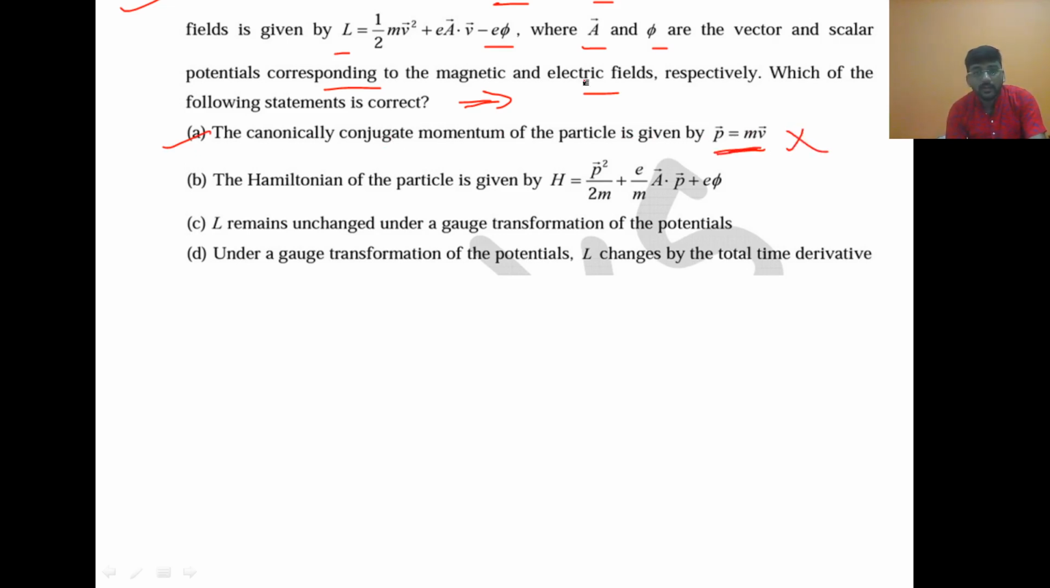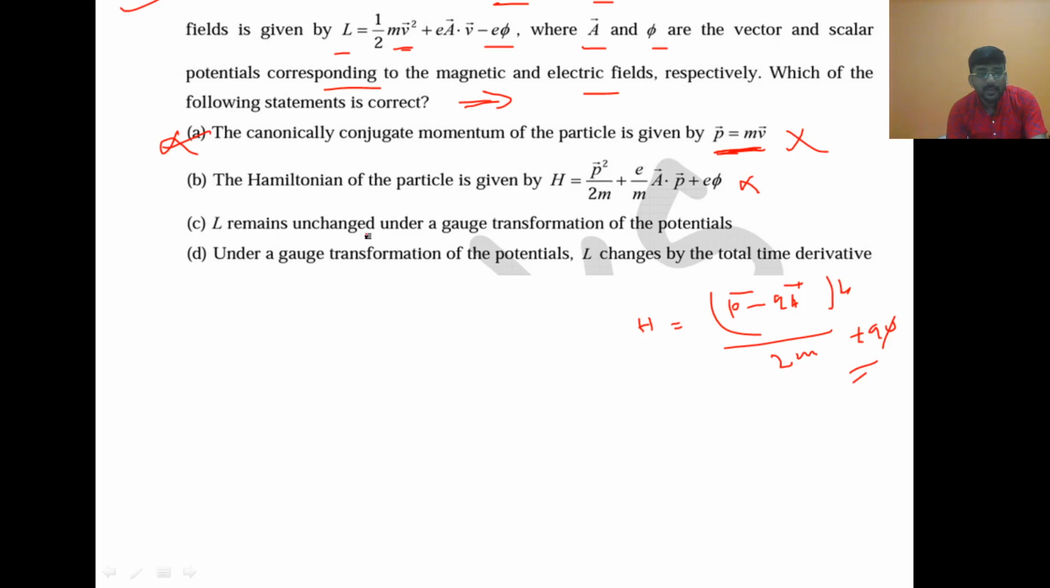No, this is not correct, because here the Lagrangian is for a charged particle. If L is equal to half mv square only, then it will be correct, okay, so it will not be correct. And the second is the Hamiltonian of the particle is given by h is equal to p square by 2m plus e by m into A dot p plus e phi. This is also not correct, because we know the expression of the Hamiltonian for a charged particle, that will be p minus qA, that is here A, whole square divided by 2m plus q phi. This type of expression is there. So this will also not be correct.